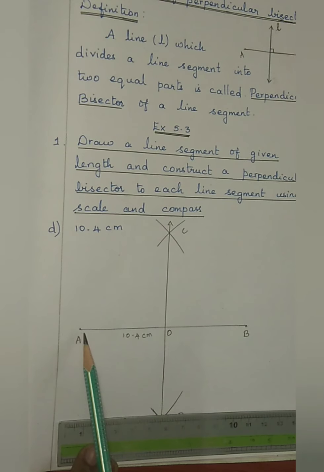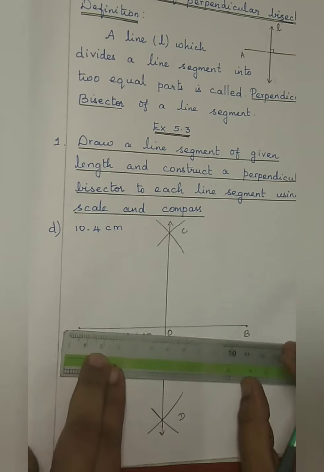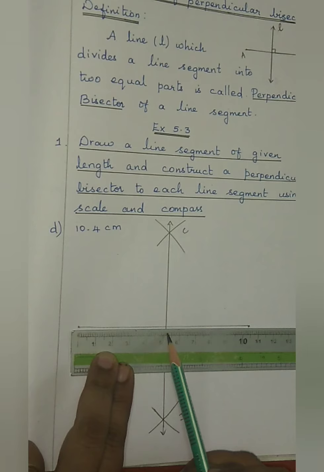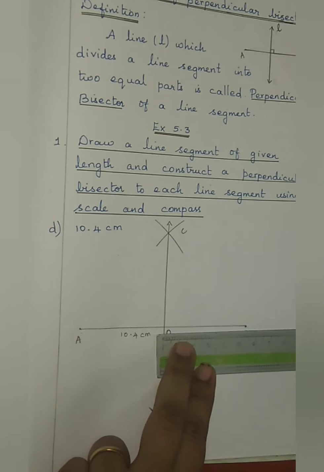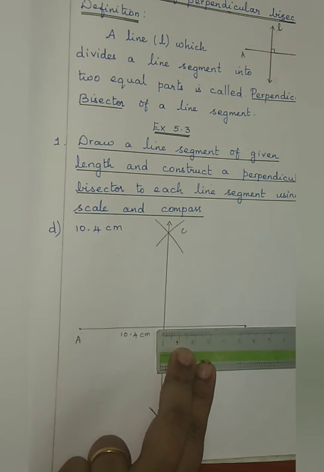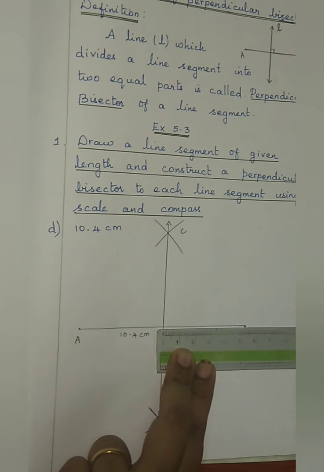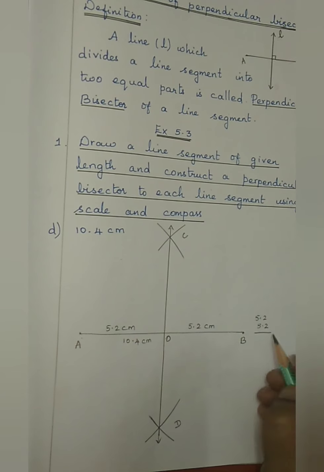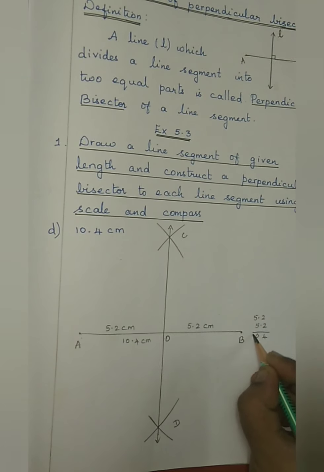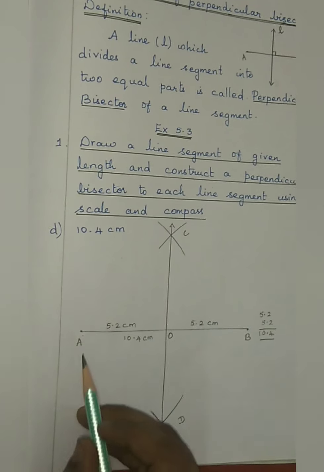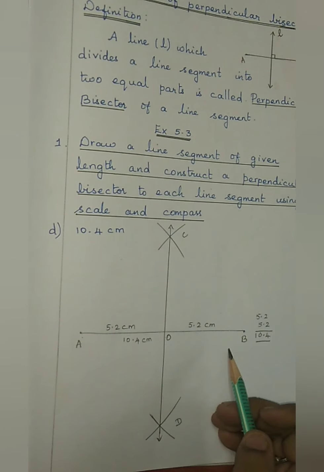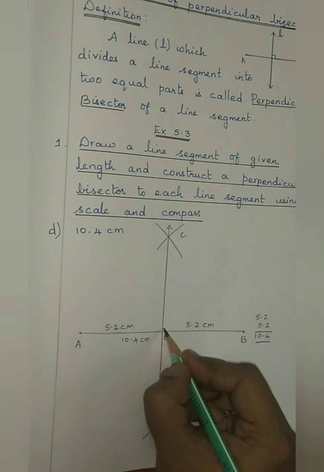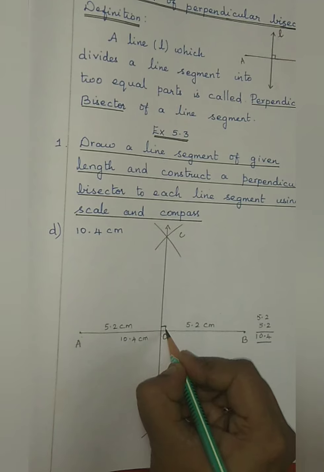Let us measure AO and OB. So AO is 5.2 centimeter and OB is again 5.2 centimeter. When you add these two, we get 10.4, which is the length of AB. So CD is the required perpendicular bisector of AB.